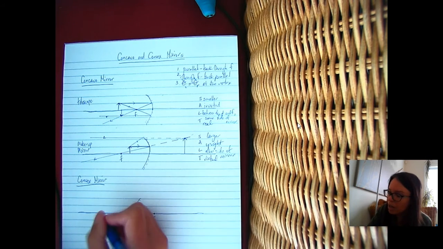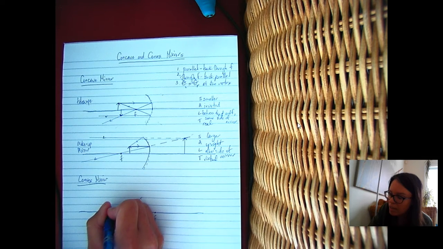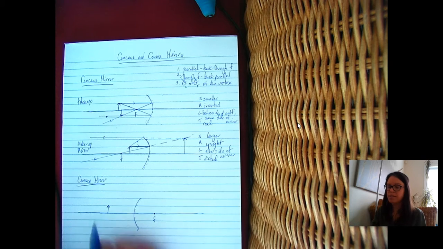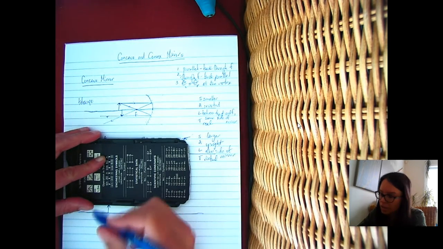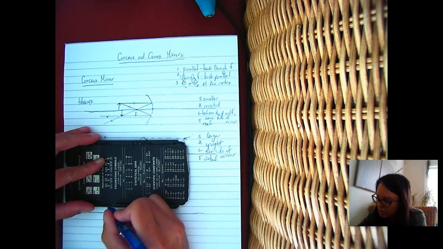All right, so let's put the object on this side. Okay, the same side as you're facing the mirror, and see what happens. So we're going to follow the same rules. I'm going to start with a line that comes towards the mirror.